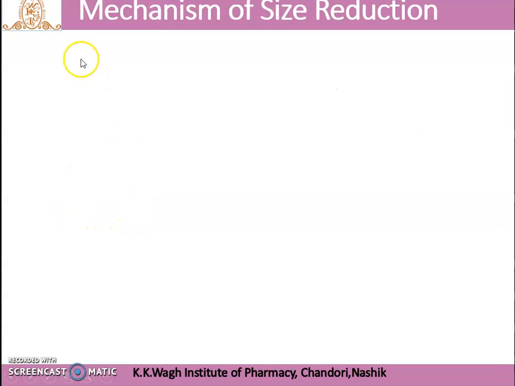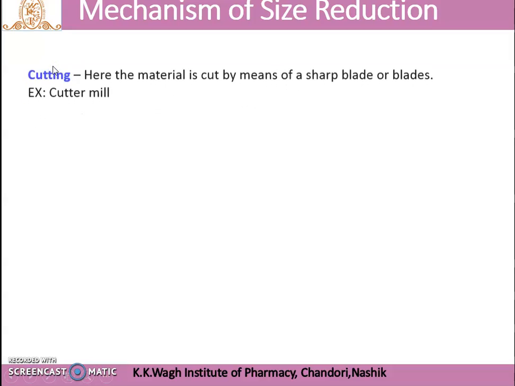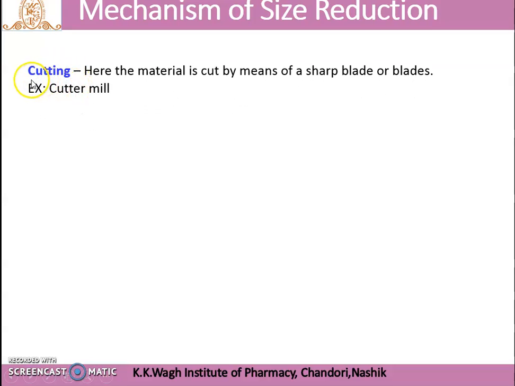Next, the mechanism of size reduction. The first mechanism is cutting. Different types of mills work on different mechanisms. We will see all the mechanisms one by one. The first one is cutting. Here the material is cut by means of a sharp blade or blades. An example of it is the cutter mill.